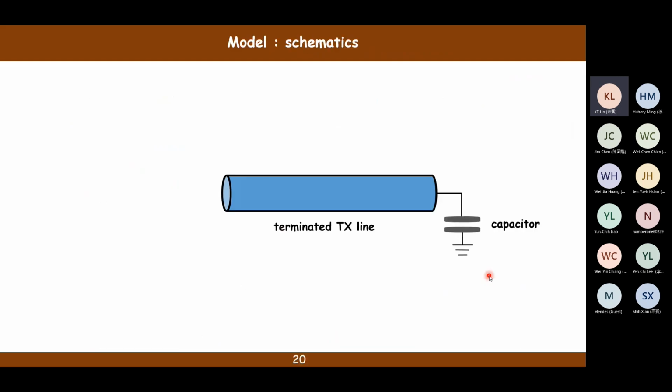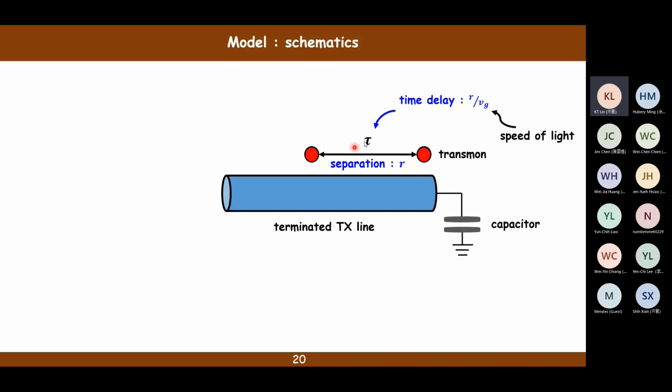So we are considering a model. Again, it's a terminated transmission line coupled to two distant transmons. Here they are separated by a distance r, and this r introduces a time delay tau defined by r over vg. Here vg is the speed of light. So the physical meaning of this tau is the time needed for a photon to travel between the transmons. For example, it takes time tau for a photon to go from the left transmon to the right-hand side.